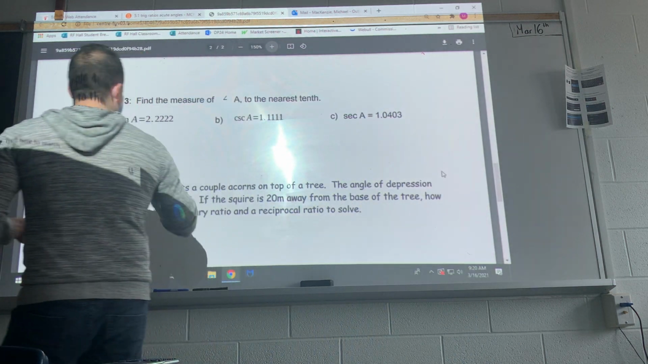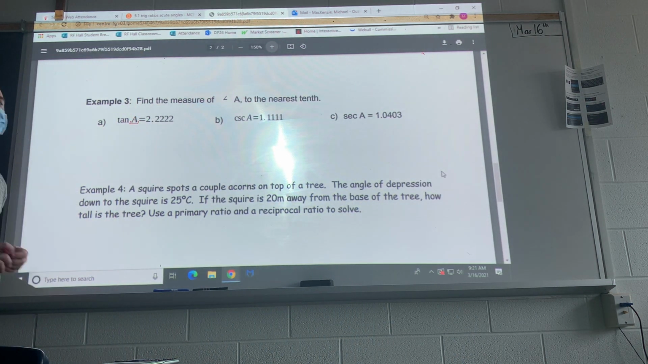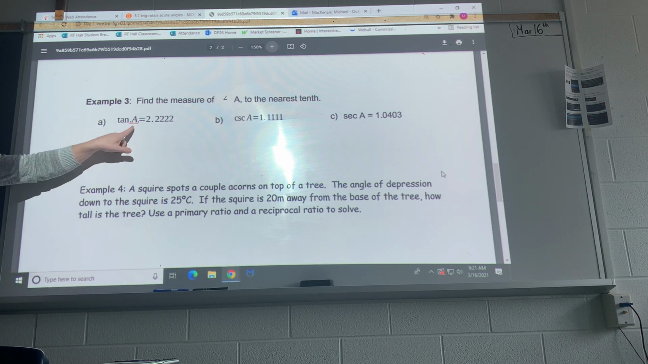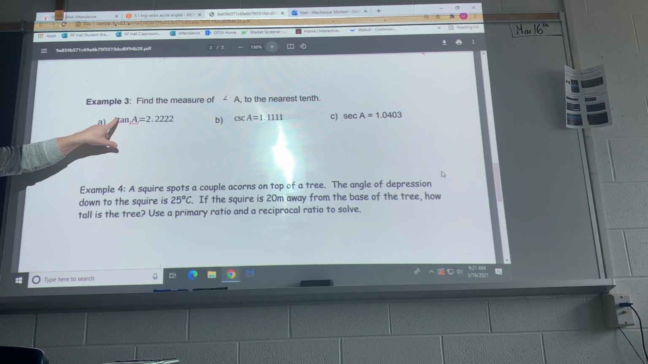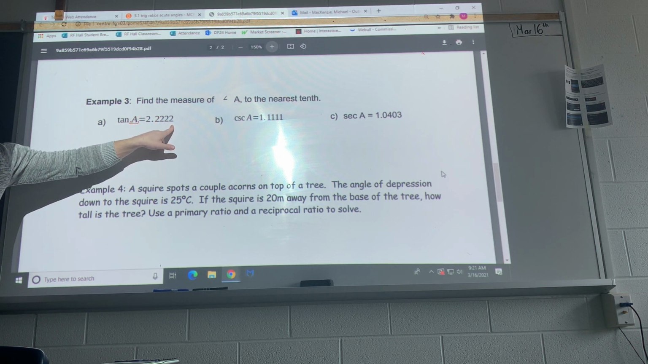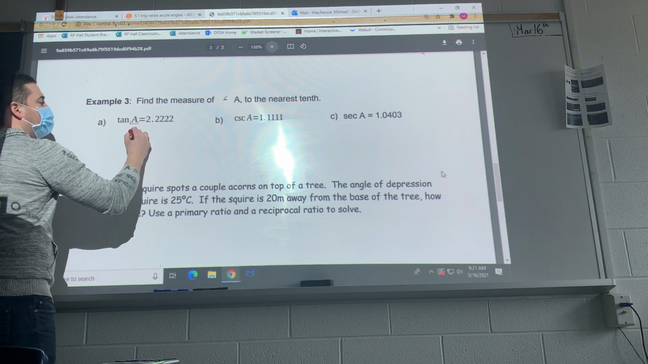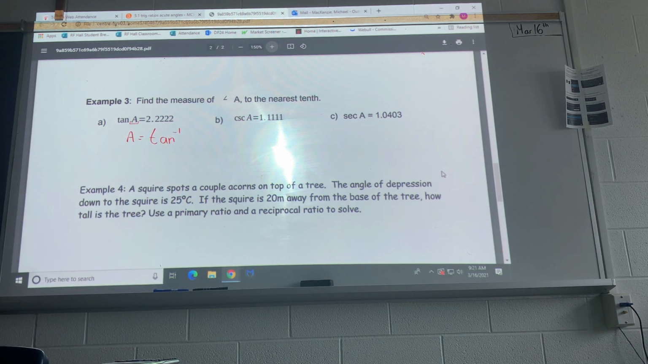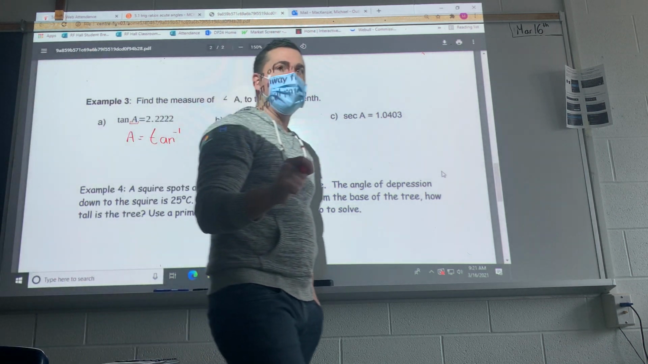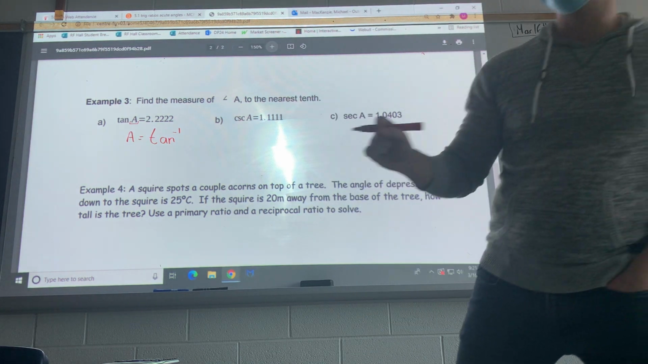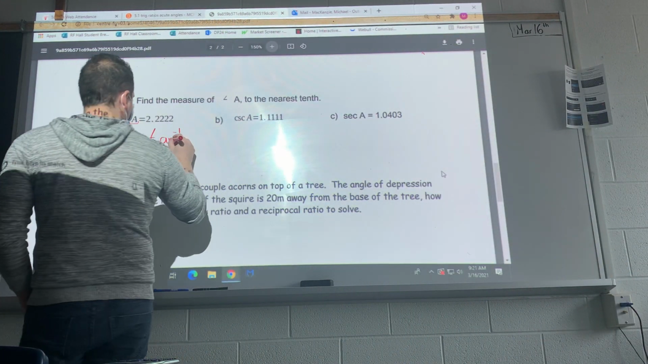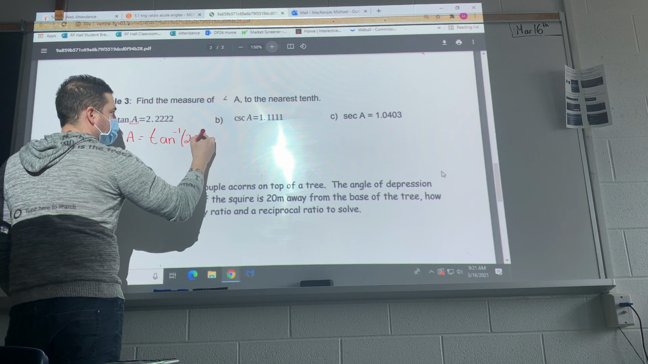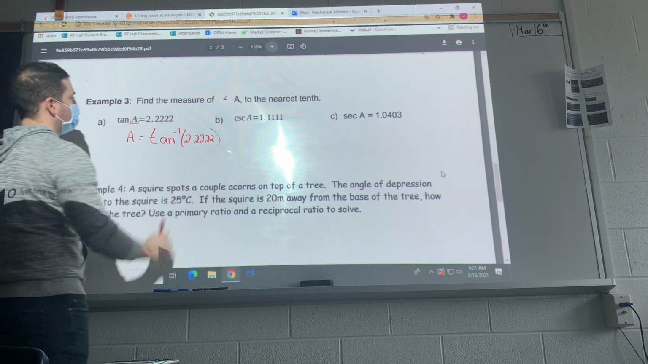So this is how it works. We're looking for the angle, so we want to isolate for it. That means we have to get rid of the tan. So we're going to bring tan to the other side. But when it goes to the other side, it now becomes tan inverse, so tan to the -1. This is always when you're finding angles, always. You have to do this inverse function. So we're going to do tan inverse of 2.2222.